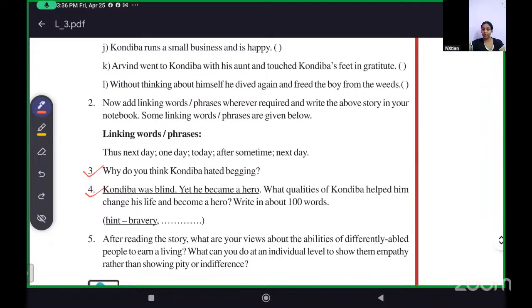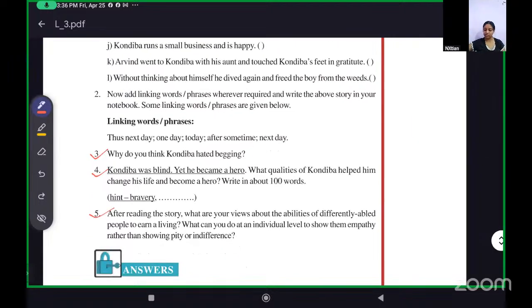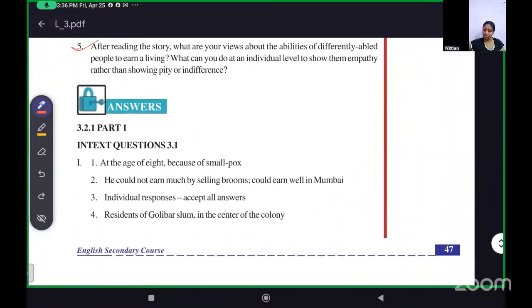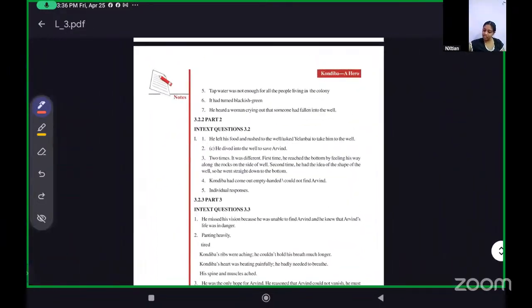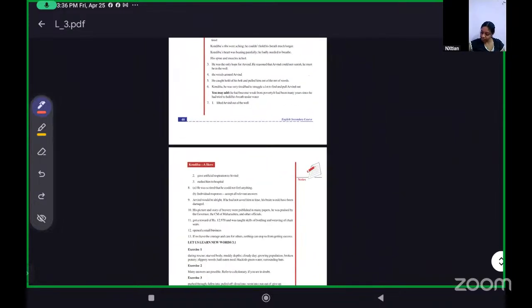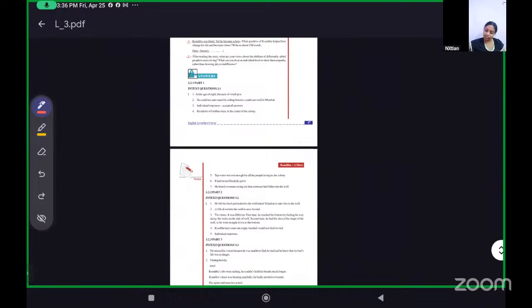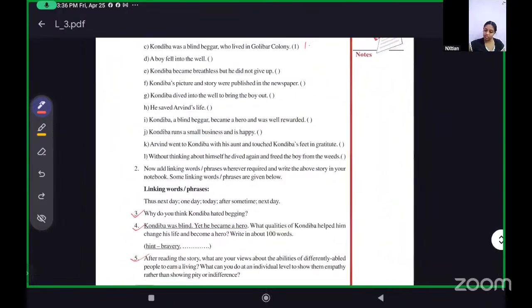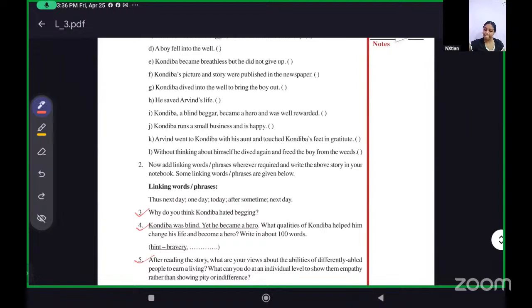Then, after reading the story, what are your views about the abilities of differently able people to earn a living? You can do this. Answers are given here. Complete these questions, and then I will share a worksheet of this chapter with you all. Once you have done the in-text questions, you complete the worksheet.